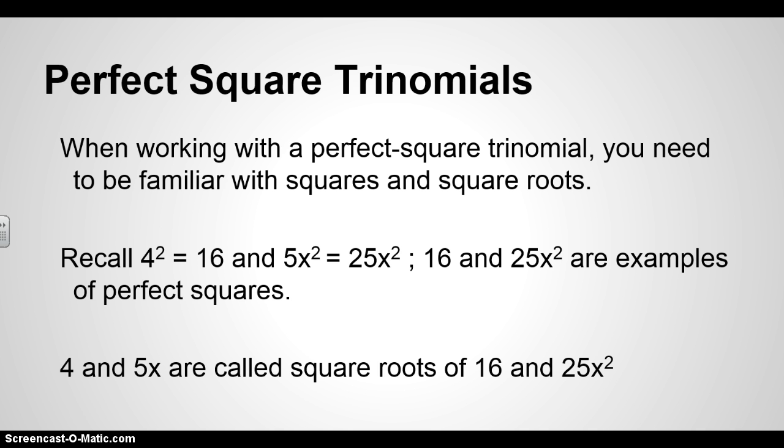So if you look at the example that's given here, 4 squared equals 16. When we think about that, 4 times 4 equals 16. If you have 5x squared, 5 times 5 is 25, so you're going to get 25x squared. When you look at this, 16 and 25x squared are examples of perfect squares. And 4 and 5x are called square roots of 16 and 25x squared.